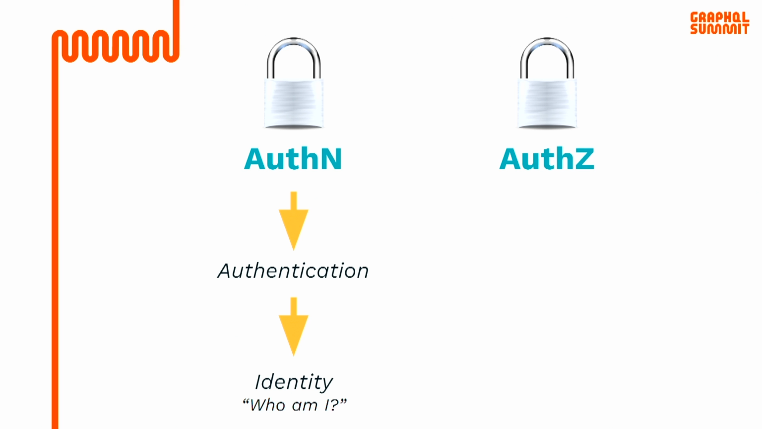Authorization is then what that authenticated user can do on your API. What permissions do they have? What data can they access? What can they change, delete, add on your API?